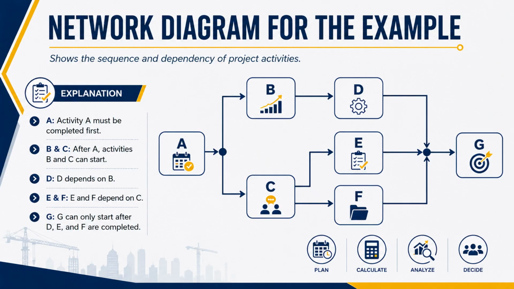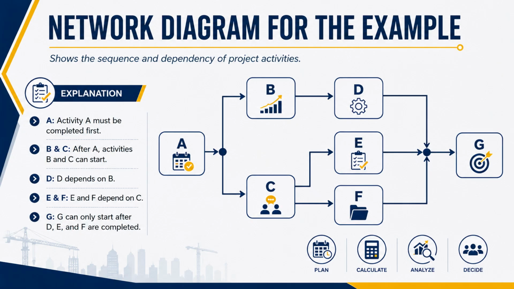This slide shows the network diagram for the University Innovation Showcase event. The project starts with activity A. After activity A is completed, activities B and C can begin. This means B and C depend on A. Activity D depends on B, so D can only start after B is completed. Activities E and F depend on C, so they can only start after C is completed.